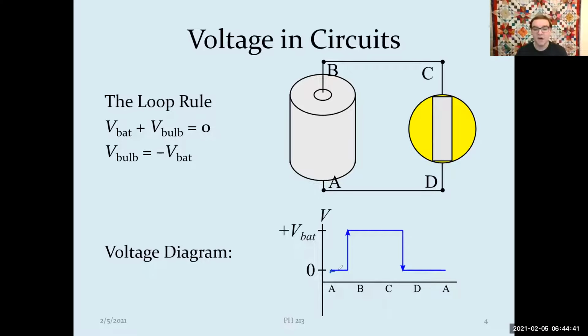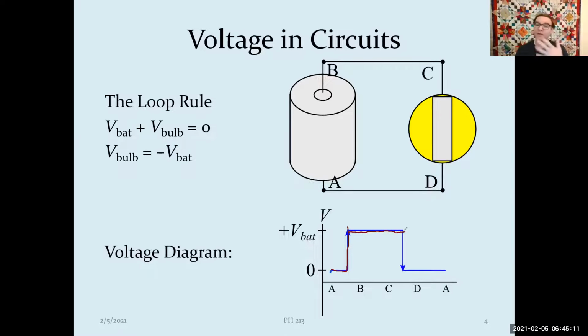And so I'm going to say I go along here, and then I go across the battery. And when I go across the battery, I have to switch colors. When I go across the battery, I get this increase in voltage. And I'm going to stylize that in my voltage diagram to just be a vertical arrow that indicates an increase in the voltage in the circuit as I move across the battery. Then between points B and C, I'm moving through an ideal wire. And I know that the voltage doesn't change through an ideal wire.